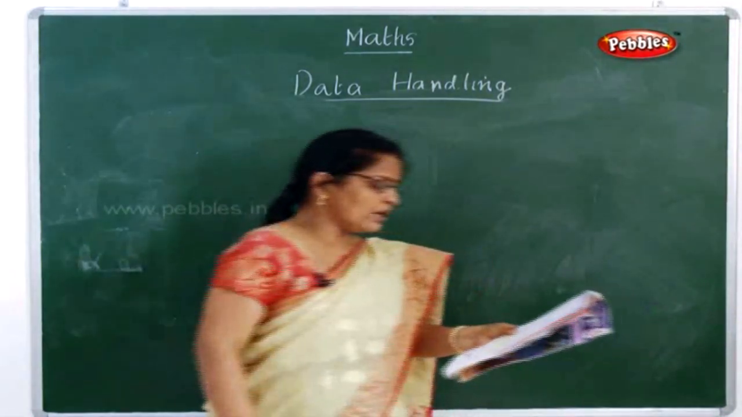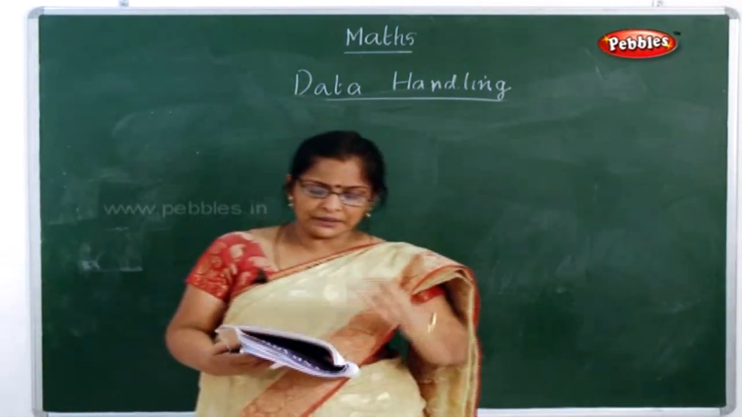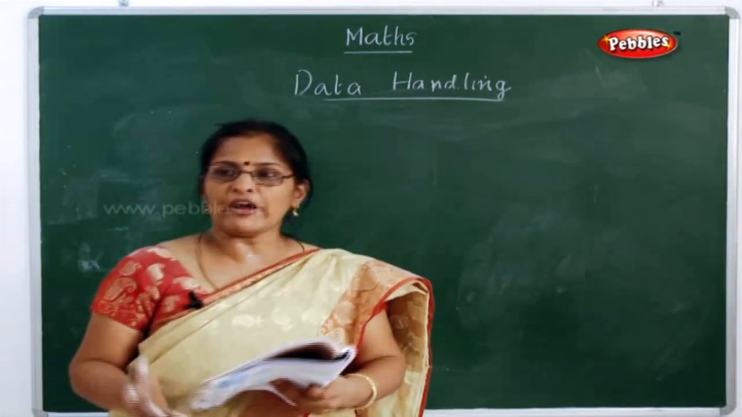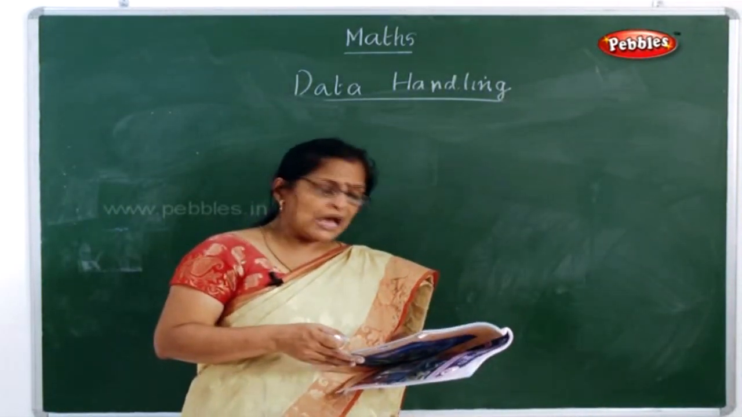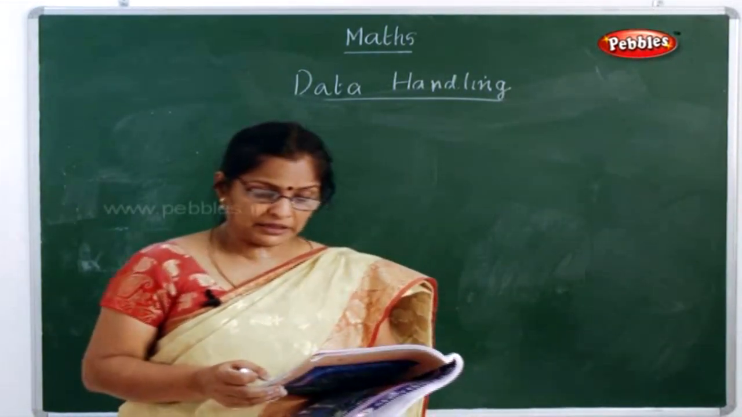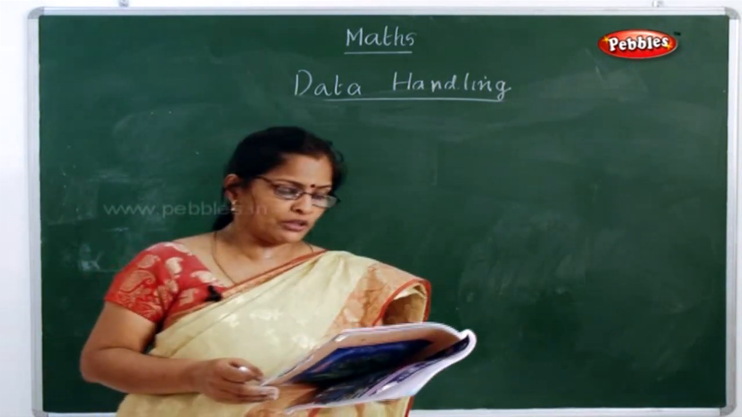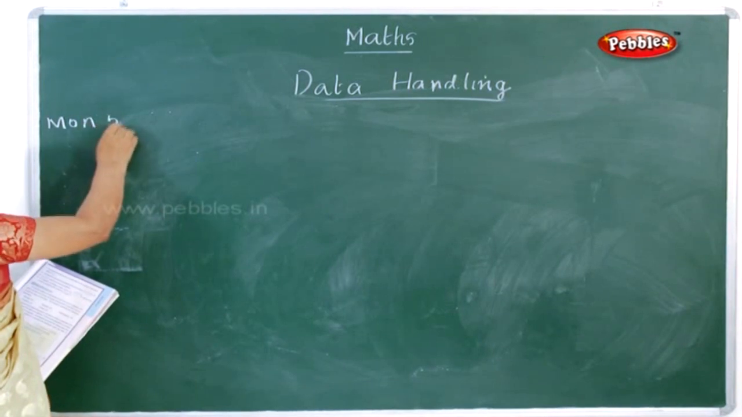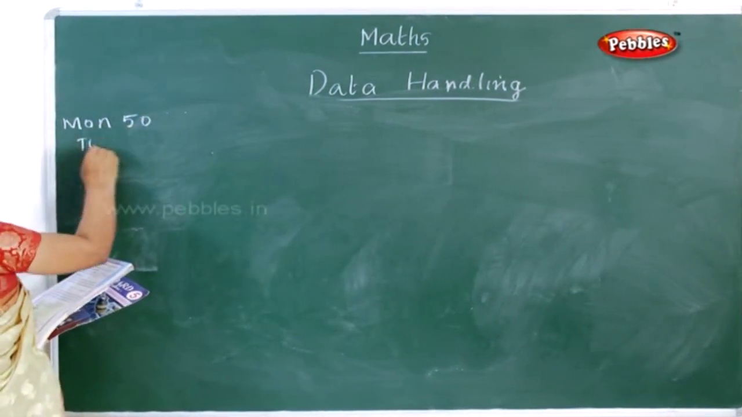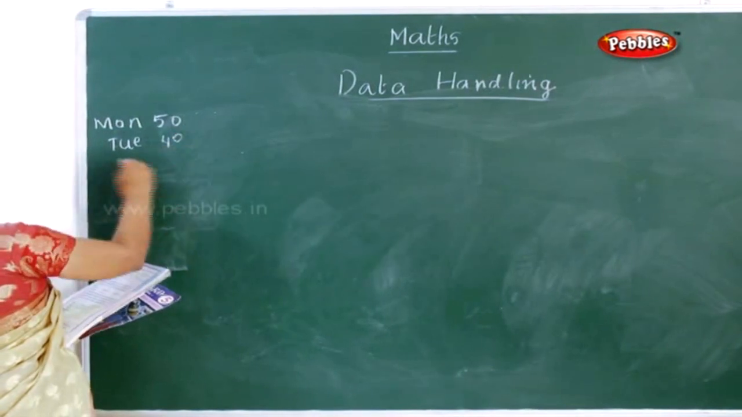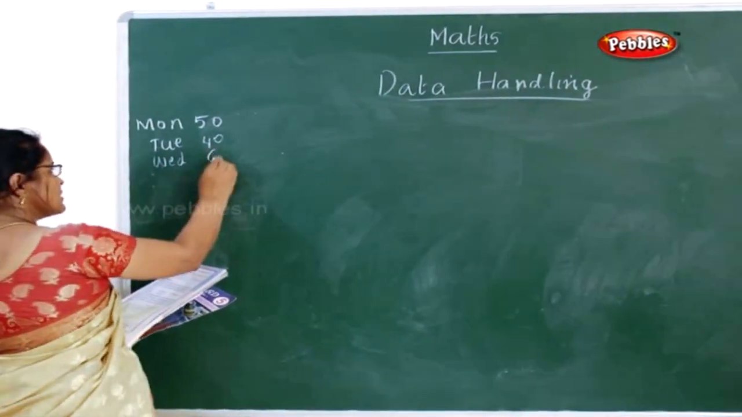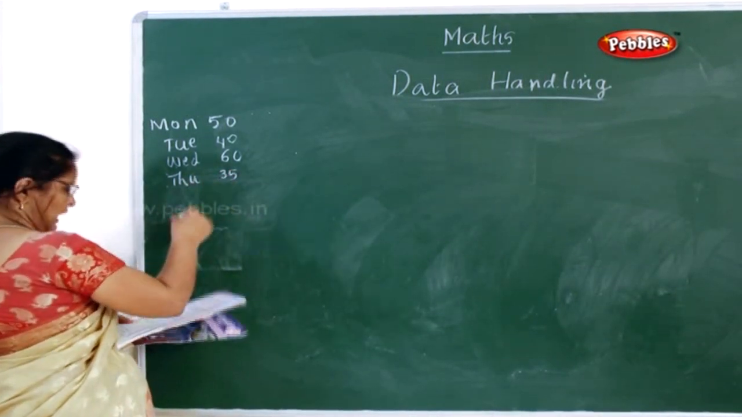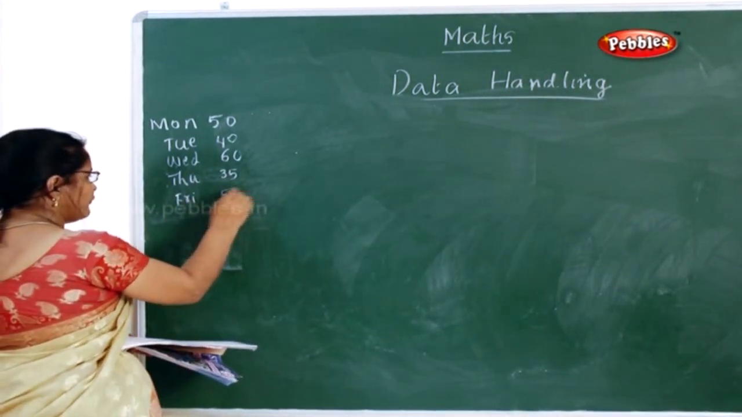Now drawing a pictograph. What the teacher does is, she asks the students to go to the school canteen and find out the data of the number of buttermilk packets sold during the last 5 days. Monday it was 50 buttermilk packets. Tuesday it was 40, Wednesday it was 60, Thursday it was 35 and Friday it was 55.